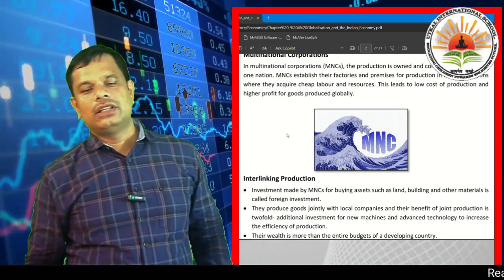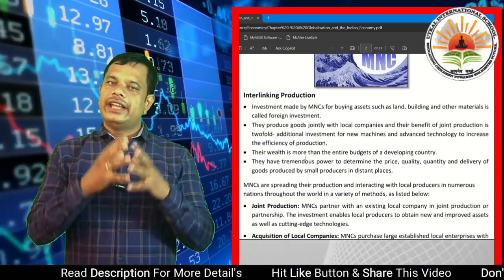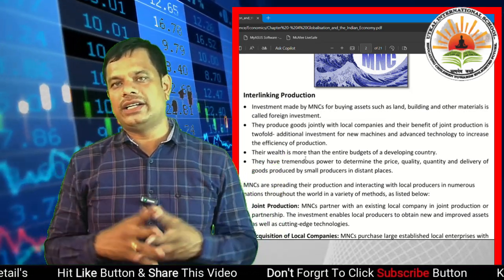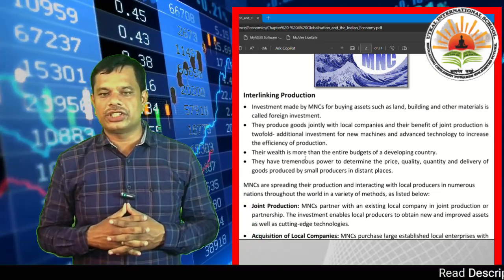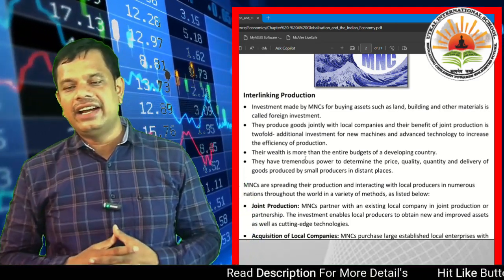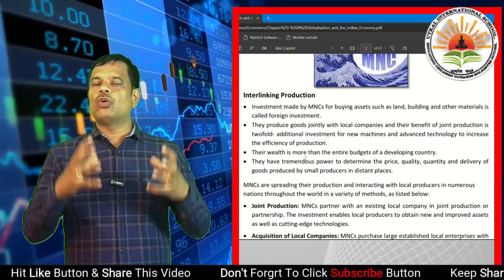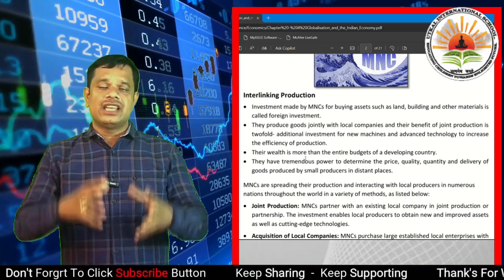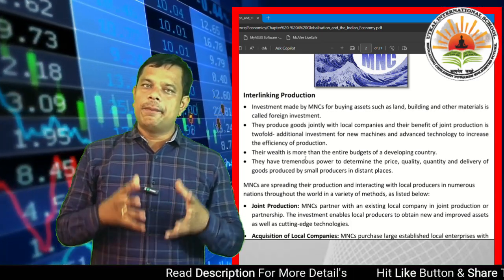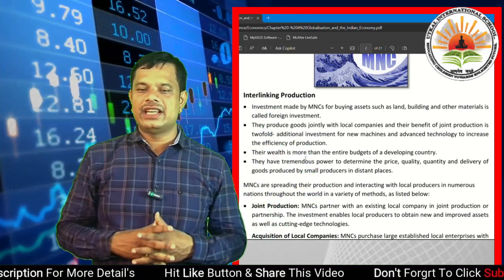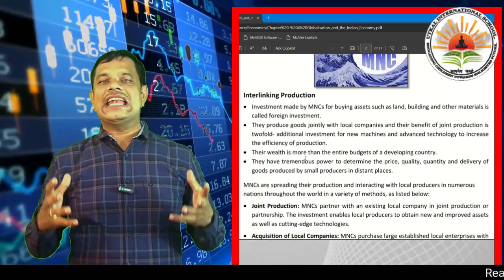Another thing about multinational corporations is interlinking production, which is very important for producing and linking things. Investments made by multinational corporations for buying assets such as land, buildings and other materials are called foreign investment. Nowadays every country and state focuses on the policy of foreign investment, where multinational companies come across countries and purchase assets like land, buildings and materials.